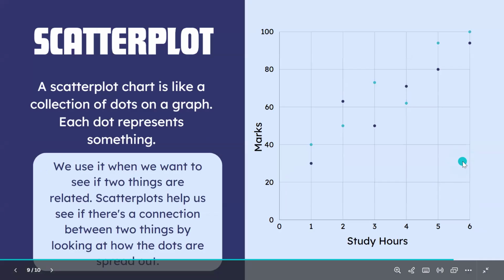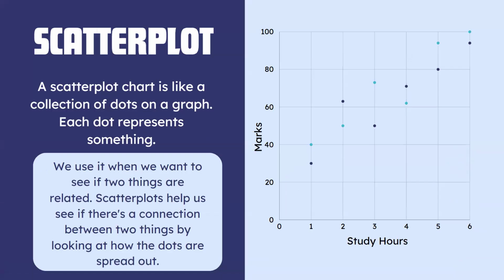Okay, and the scatter plot. Those are the dots. A scatter plot chart is like a collection of dots on the graph. Each dot represents something. Each dot represents something.